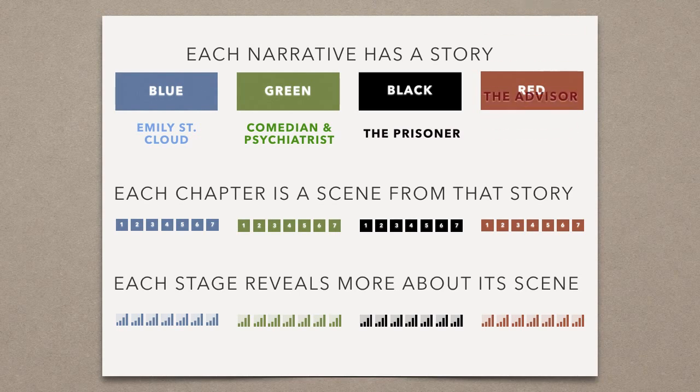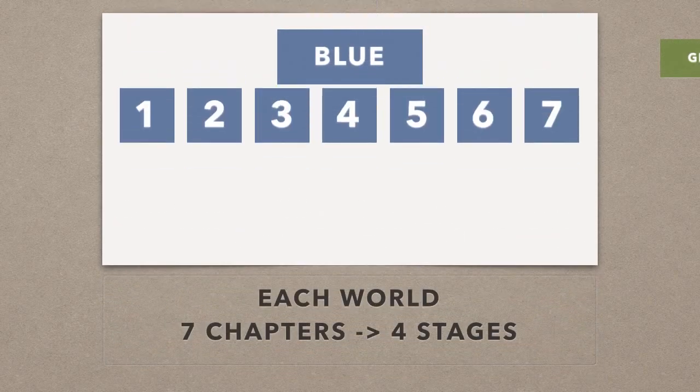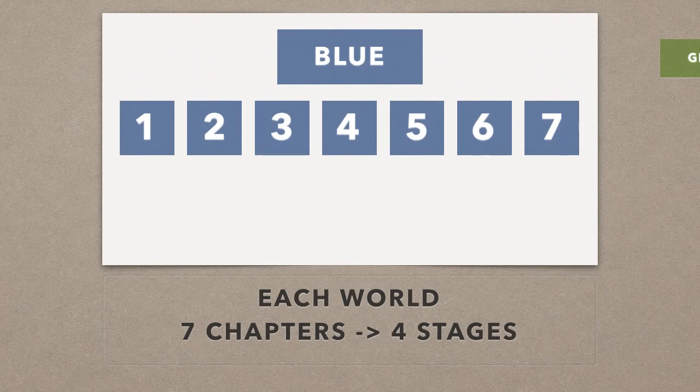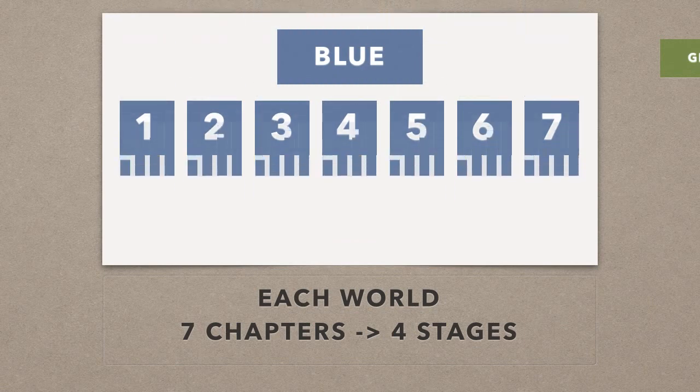And the red narrative speaks directly to the reader, evoking a sense that it is your world, that you, like the other characters, are working to figure out where you are and how you got there. The 7 chapters in each narrative, taken together, tell us its character's story. But each of these chapters contains 4 different stages.